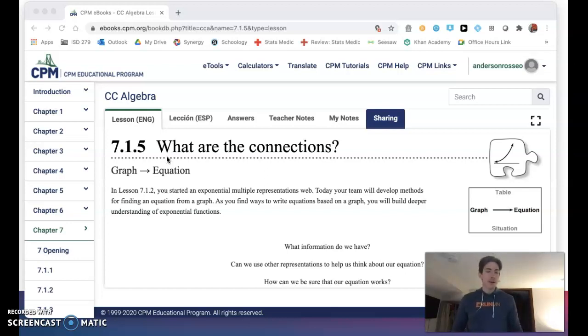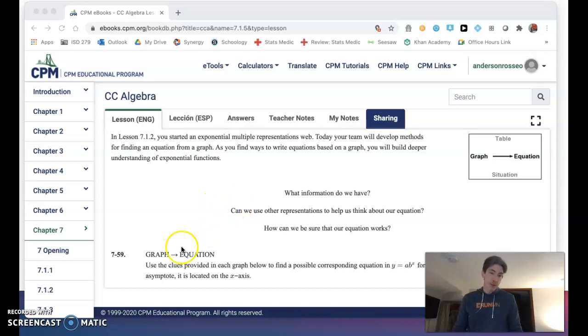We've talked briefly about how to do some of these things before, but today our goal is to formalize some of this and to develop a process so that if we ever needed to, we could use that process 100% of the time to write an equation from a graph. I'm going to use some material that CPM has given us. We're going to use question 7-59 to guide us.